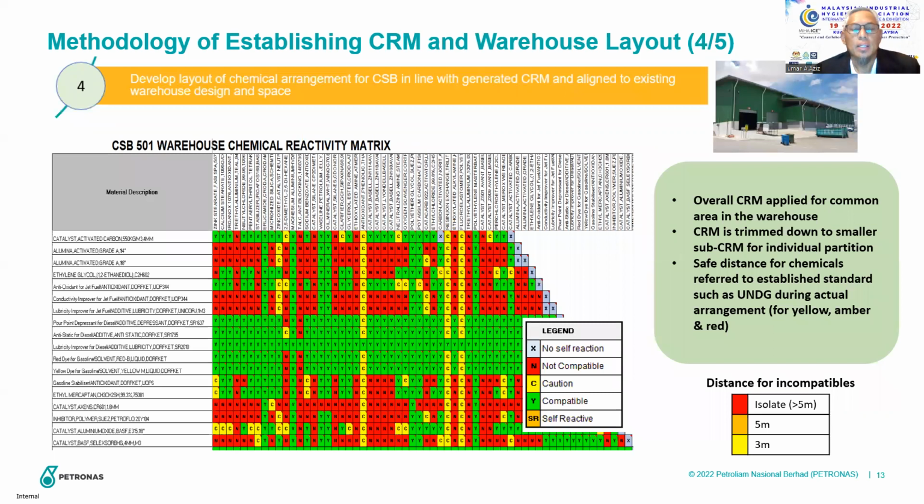Then after we have generated the CRM for all the chemicals, now we can start thinking how to translate this CRM into a workable layout or chemical arrangement in the CSB or chemical warehouse. So this overall CRM applies to a common area in the warehouse where all chemicals at any time can be placed. CRM is then trimmed down to smaller sub-CRMs for individual partitions in the warehouse.